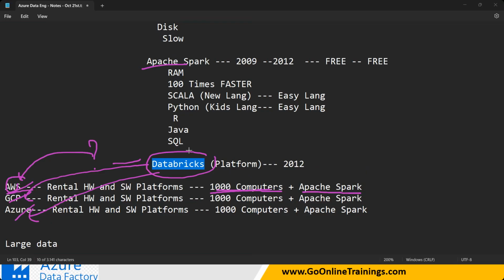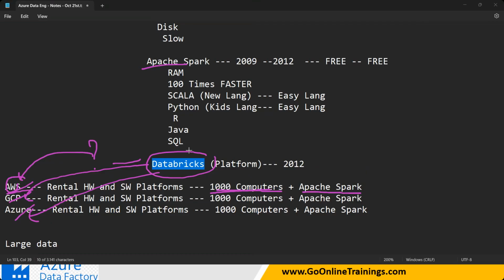So what is Databricks? Databricks is a broker or an agent. When you go to Databricks, it will ask you, sir, where would you like to have the complete Databricks setup? You can go to Azure, then it will become Azure Databricks. When you go to AWS, it will become AWS Databricks. When you go to Google platform, it will become Google Databricks.